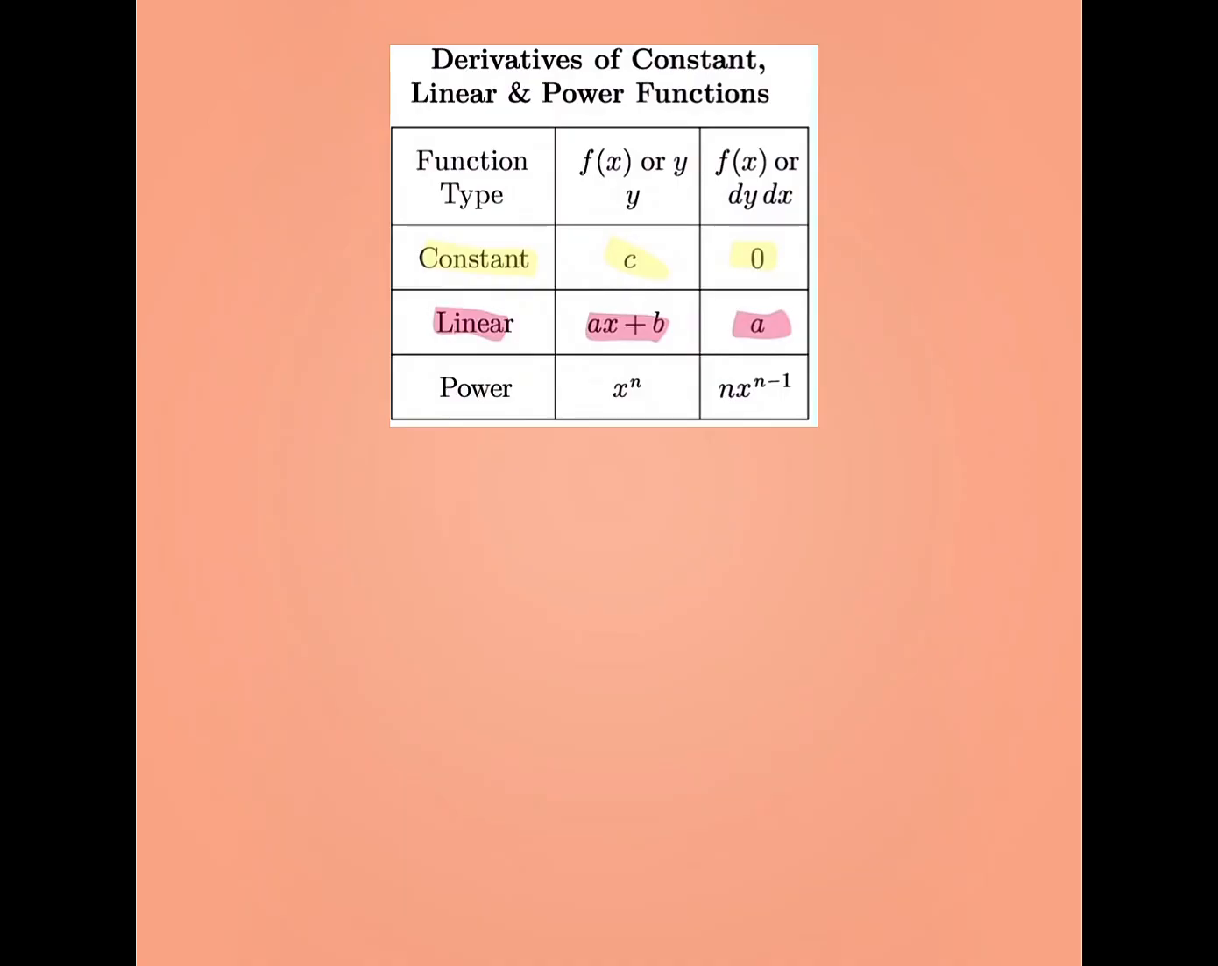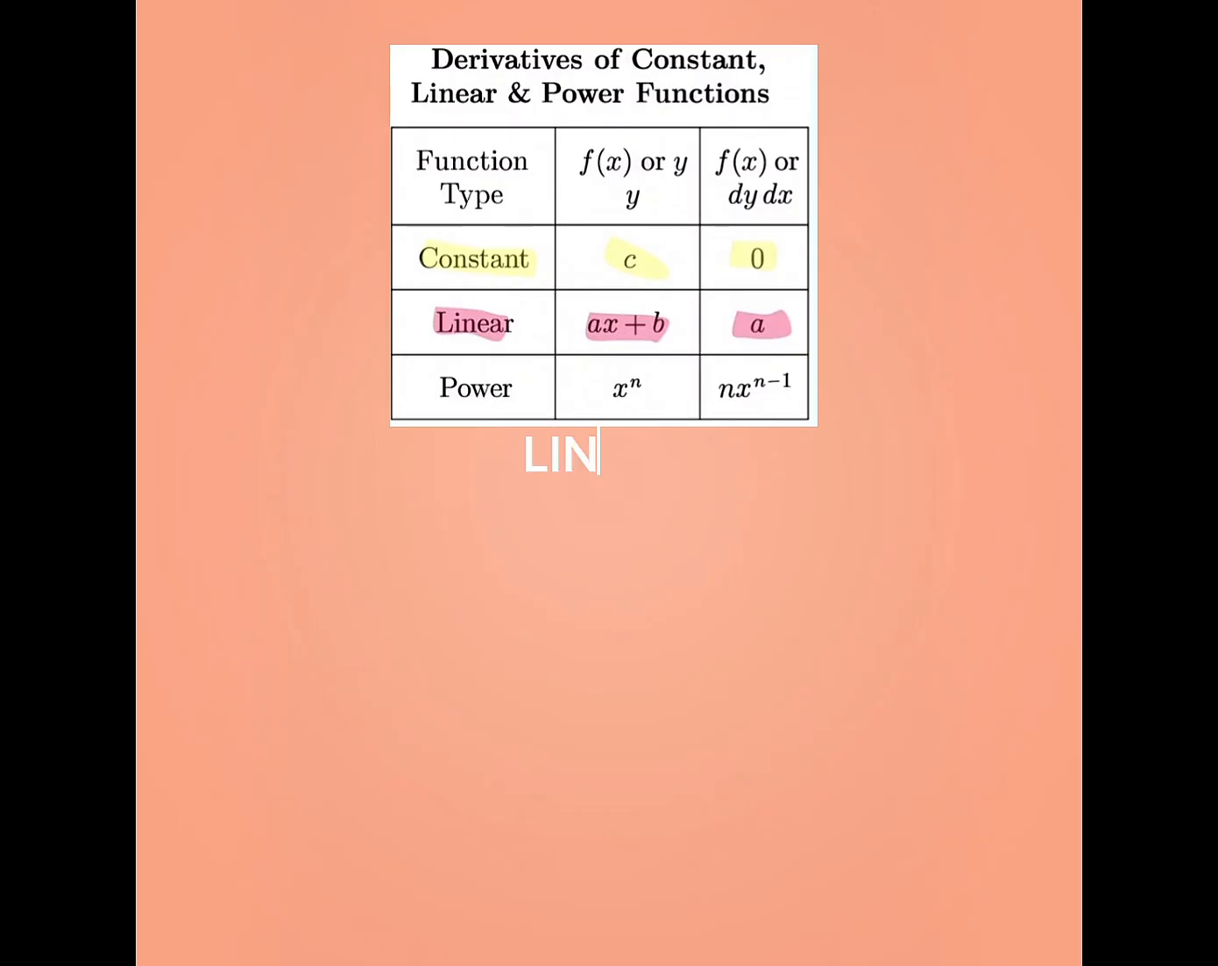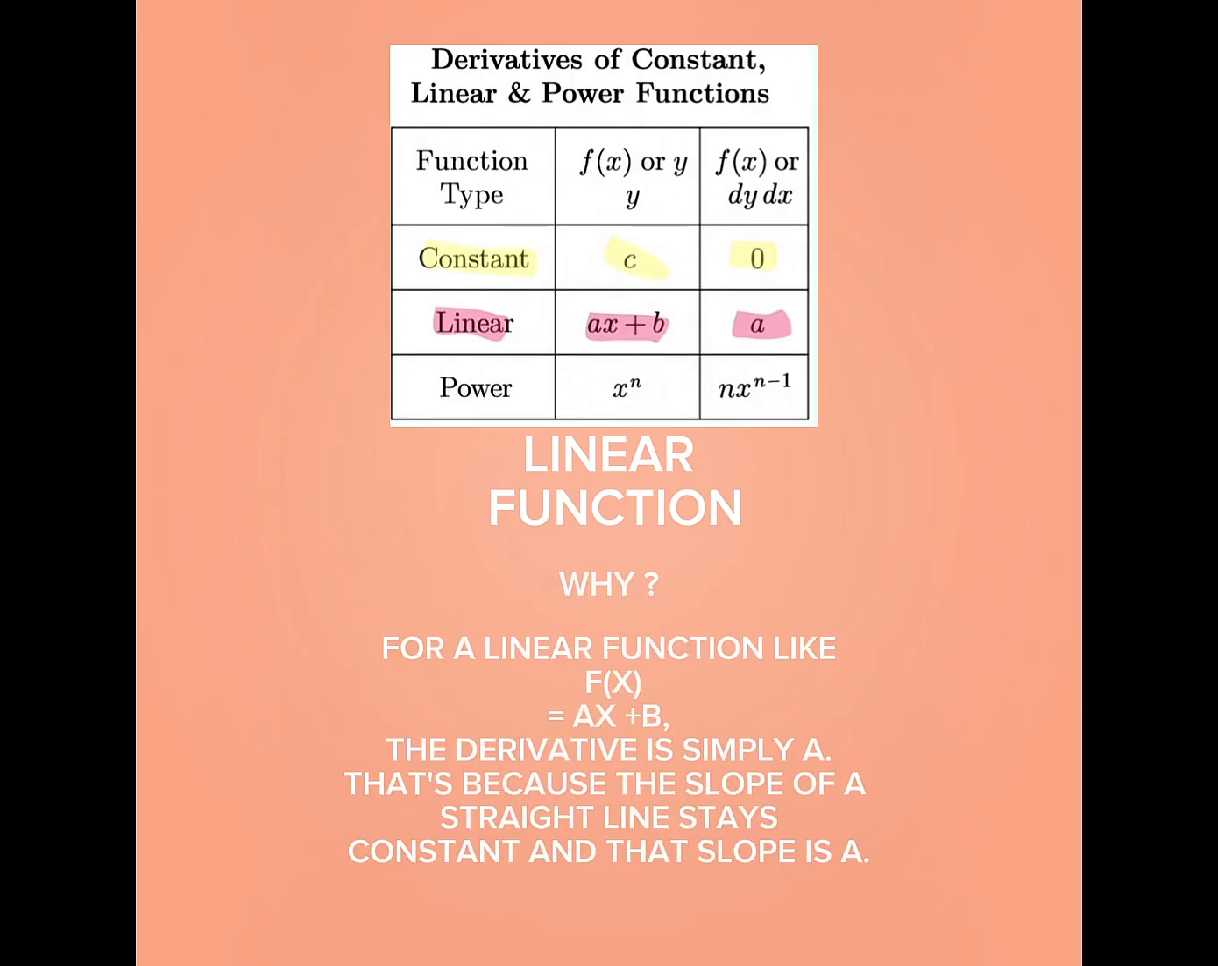Let's move to the basic, which is constant. If we have f(x) equal to c, the derivative will become 0 because a constant doesn't change, so the rate of change is 0. The second one is linear. If we have f(x) equal to ax plus b, the derivative will become a. It is because the slope of a straight line stays constant and the slope is a.